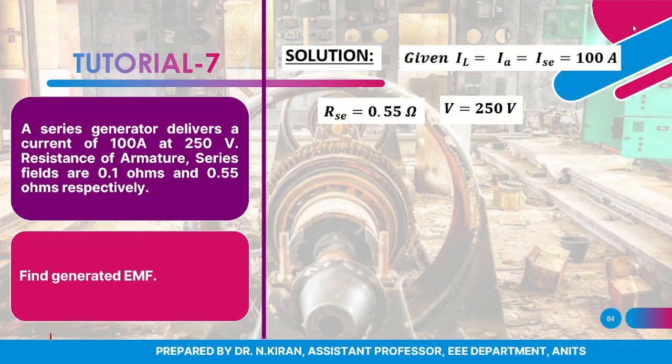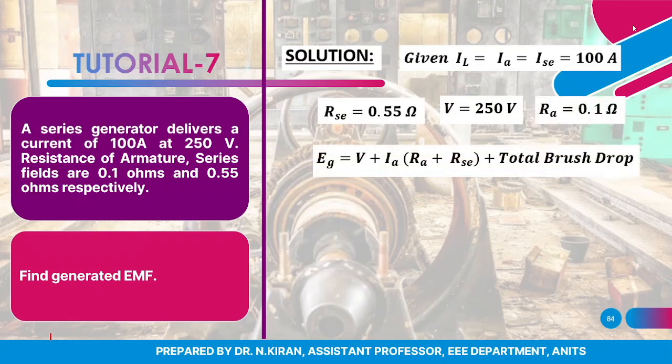and RSC is given as 0.55 ohms. Terminal voltage is 250. RA is given as 0.1 ohms. We know the formula, since it is series generator, EG is V plus IA into RA plus RSC plus total brush drop. We know all the values. Since nothing is mentioned about brush drop, total brush drop is 0. Substituting all the remaining values, that will give me my value of generated EMF to be around 315 volts.